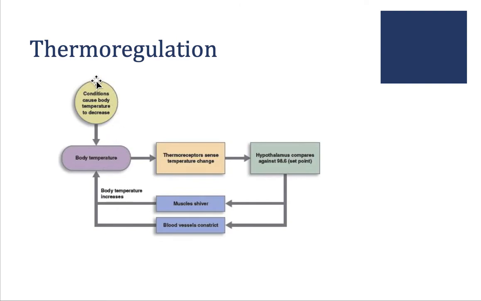So perhaps something happens that makes our body temperature increase. Maybe we start exercising. So we're running around, we're producing heat within our body because of our muscles, and now our body temperature increases. Thermoreceptors detect that change, the hypothalamus compares it to the set point, and we're going to do the opposite. In this case, our blood vessels are going to dilate and we're going to start sweating in order to release heat. Body temperature is going to decrease. And so this just keeps going around.